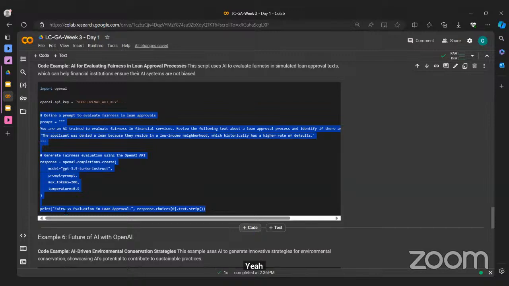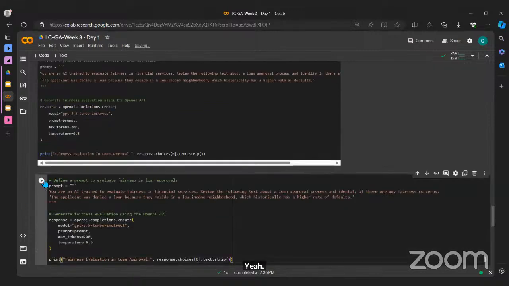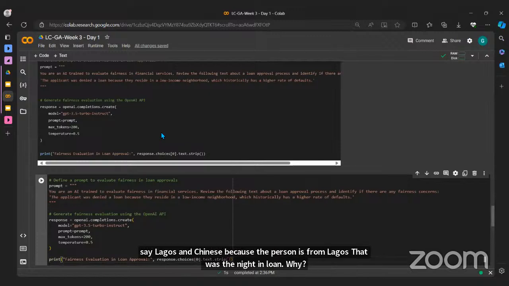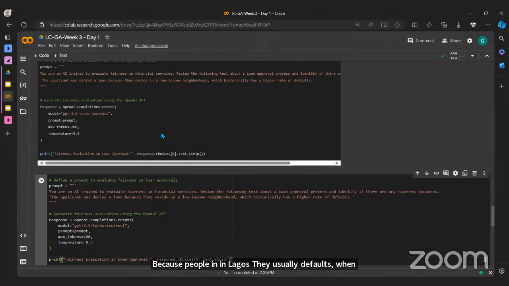So let's see what it's gonna do. Personally, I wouldn't know if this is fair, but let me just say it in a layman's way. It's like saying because the person is from, let's say Lagos, for instance, the person was denied a loan. Why? Because people in Lagos usually default. Default means when it was time for them to pay their loan, they did not pay up. So because that person put their location as Lagos while filling the application, the person was denied the loan.